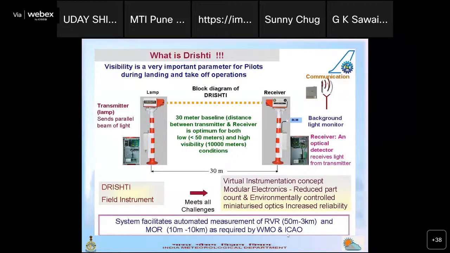This is required by the WMO, the World Meteorological Organization, and ICAO, the International Civil Aviation Organization. After 3 kilometers or 2 kilometers, RVR is not reported, because the pilot doesn't require RVR of more than 2 kilometers or 3 kilometers.